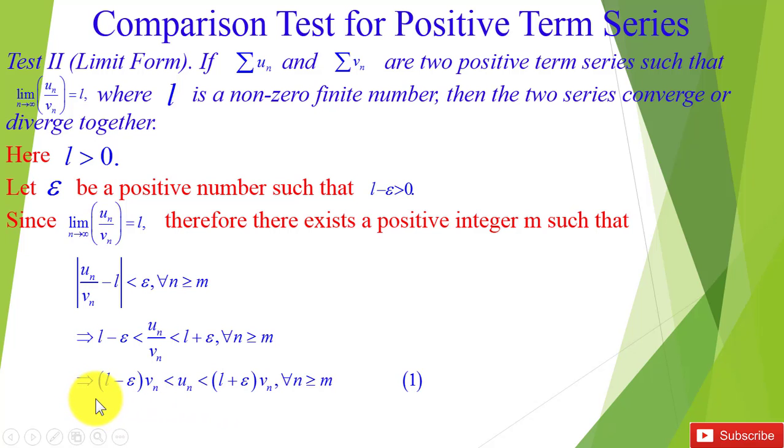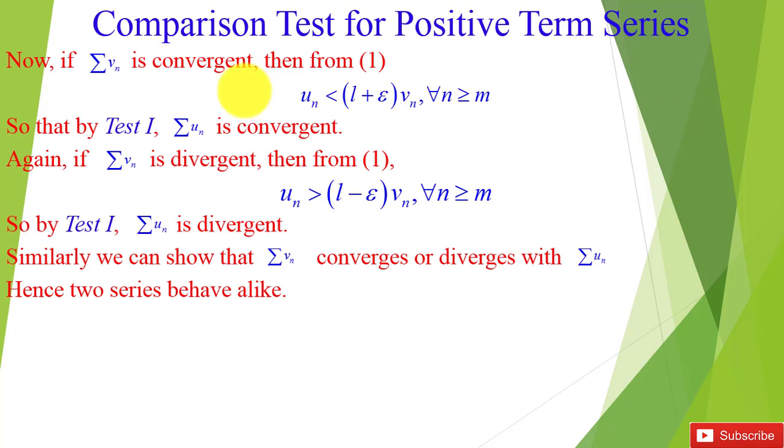which implies that L minus epsilon times vn is less than un less than L plus epsilon times vn for all n greater than or equal to m. This is equation number 1. Now, if sigma vn is convergent, then from 1, un is less than L plus epsilon times vn for all n greater than or equal to m. So, by test 1, sigma un is convergent.